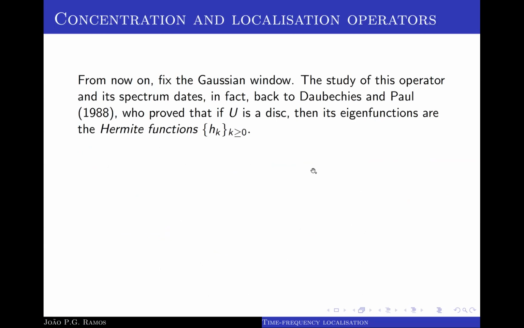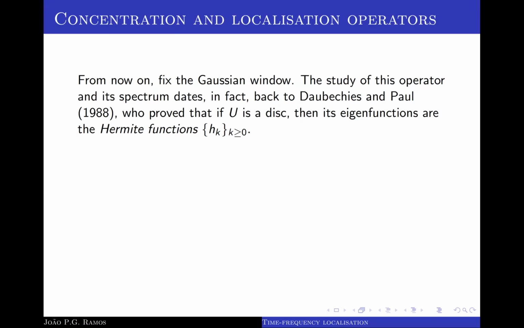Okay, so from now on, let's look at the particular case of the short time Fourier transform with the Gaussian window fixed. The study of this operator was actually started by Daubechies and Paul in 1988, where they computed the spectrum of this localization operator with U being a disk explicitly, and the eigenfunctions as well. But then a natural question is whether there is an inverse problem associated with it.